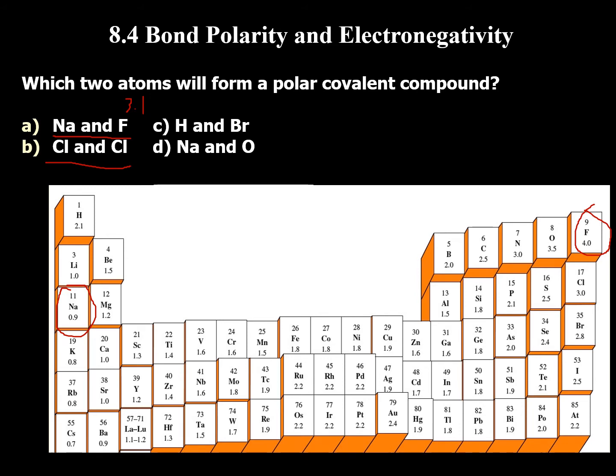We look here between the sodium and the oxygen. The sodium is 0.9. The oxygen is 3.5. So 3.5 minus 0.9, 2.6. Again, that's ionic. So we look at the third one. By elimination, H and Br, which is hydrogen 2.1, bromine is 2.8. Difference is 0.7. So that will be our polar covalent compound.